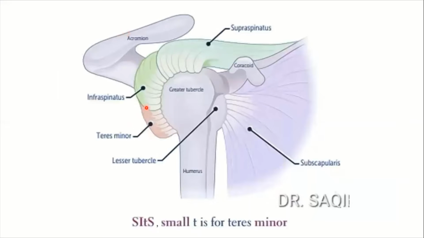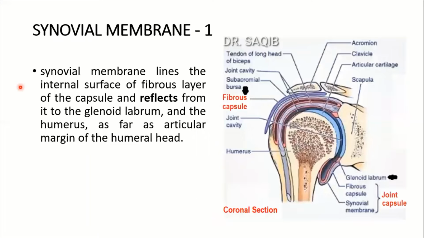You could see this, right? This is superiorly and posteriorly and anteriorly. These four muscles, the rotator cuff muscles, are strengthening the joint capsule, and inferiorly they are absent. The rotator cuff is not present, right? So the synovial membrane, right? The synovial membrane lines the internal surface of the fibrous layer of the capsule and reflects from it to the glenoidal labrum and the humerus as far as the articular margins of the humeral head.